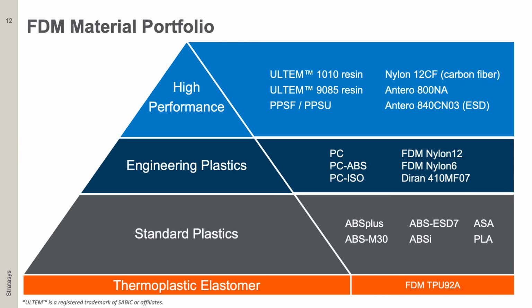For more demanding tooling applications, there's our high-performance thermoplastic category. The Ultim plastics offer high strength and heat resistance. Our Antero materials are PEK-based, with one of the versions providing electrostatic dissipative capability.